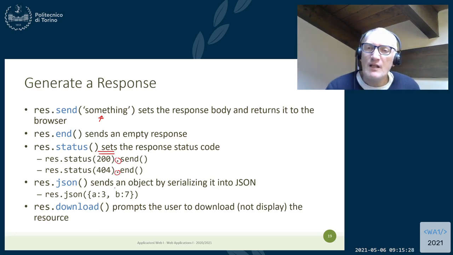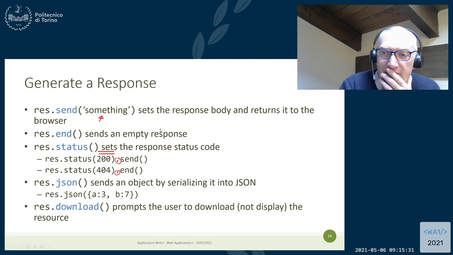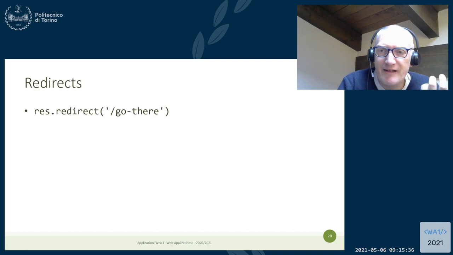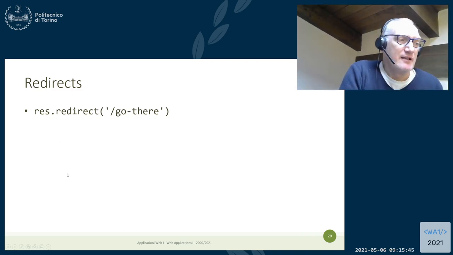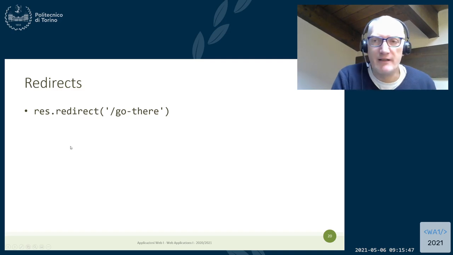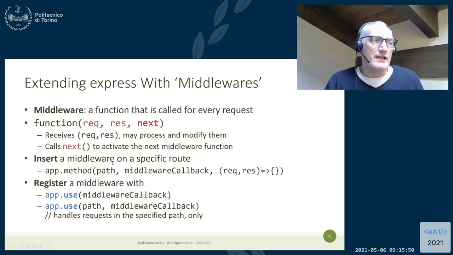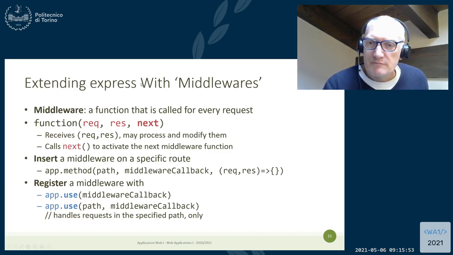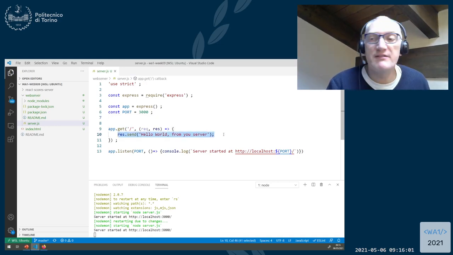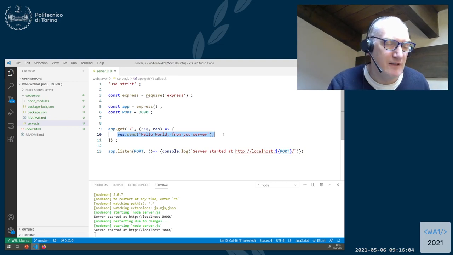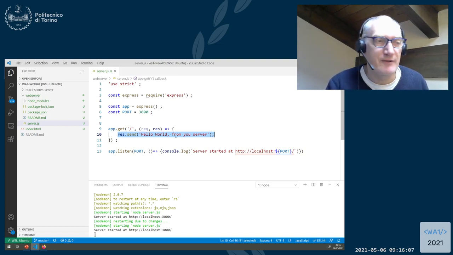So these are the main methods that we are going to use, nothing more than that, basically, because all the work will be inside our code. There's also a redirect method. It may be useful for web applications. We are not doing that since we are just implementing API servers. So this is the basic mechanism where we actually need to insert our own code and implement the logic that we want.